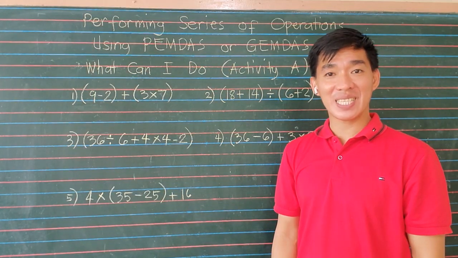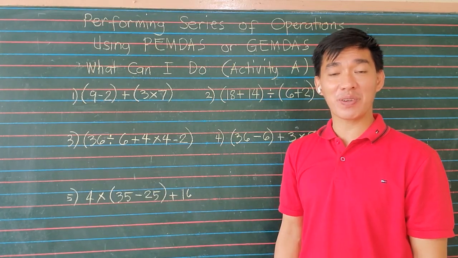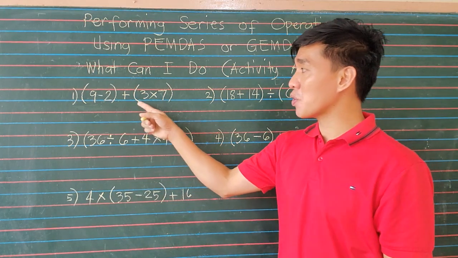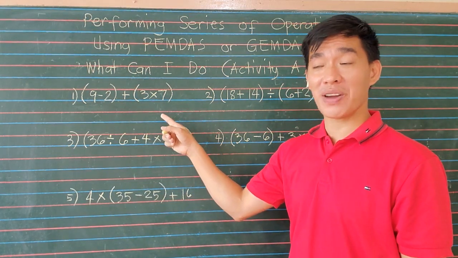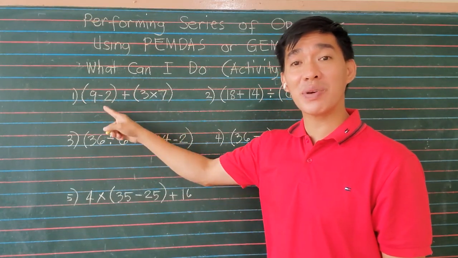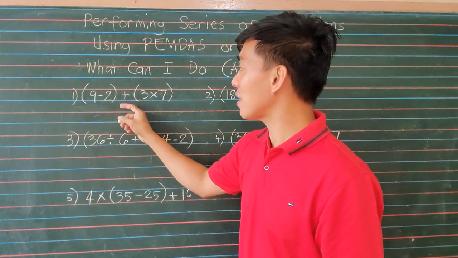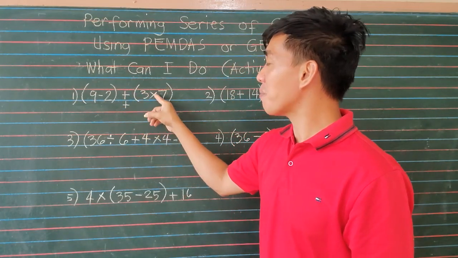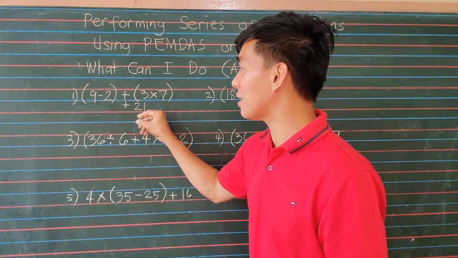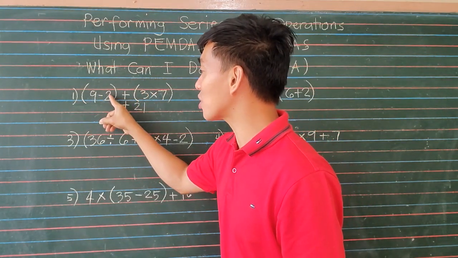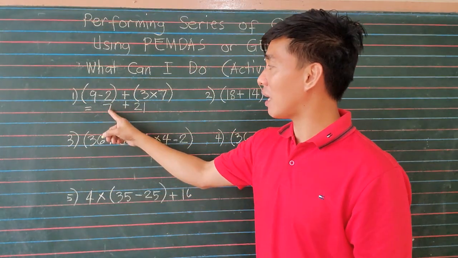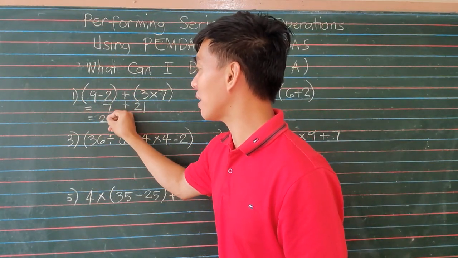Before we take the assessment, let us ready ourselves first with this last activity. In our activity here, you have to solve it and encircle the final answer. We have here 2 grouping symbols, so we could just do it simultaneously. So here, we have 3 times 7, which is equal to 21. Then here, 9 minus 2, which is equal to 7. Then you add them, so the answer is 28.